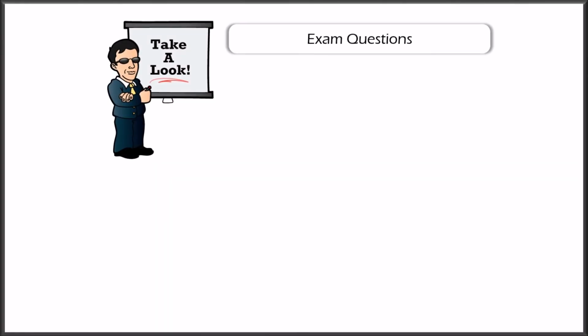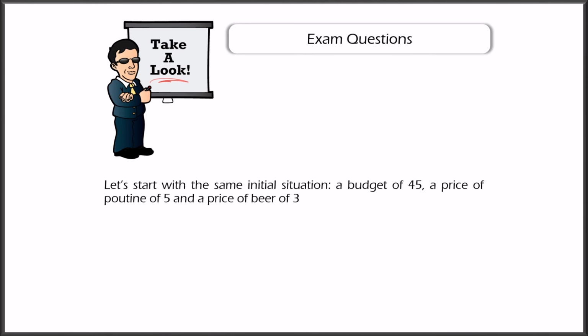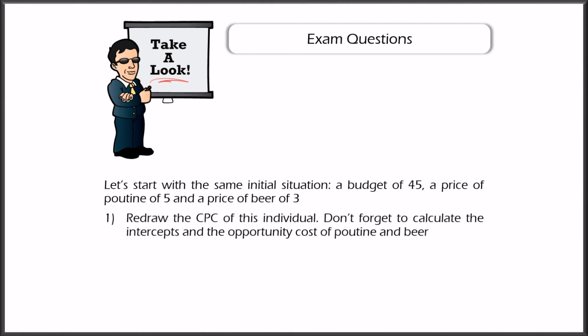Now, try to solve the following exam questions. Let's start with the same initial situation: a budget of 45, a price of poutine of 5, and a price of beer of 3. Redraw the CPC of this individual. Don't forget to calculate the intercepts and the opportunity cost of poutine and beer.